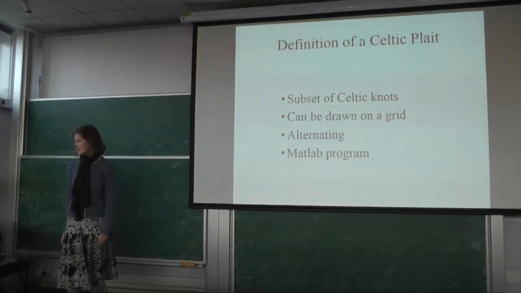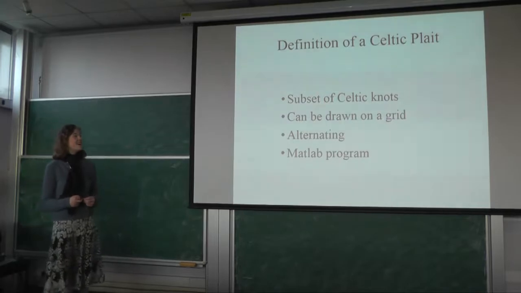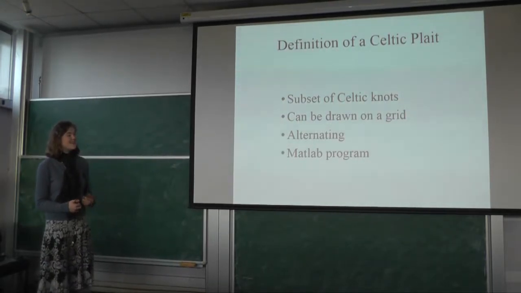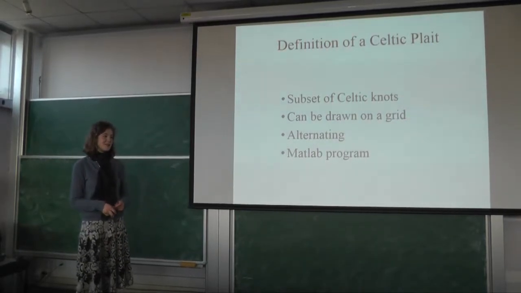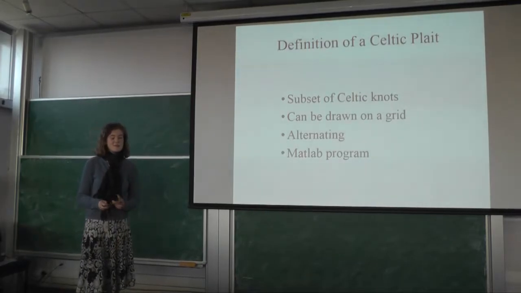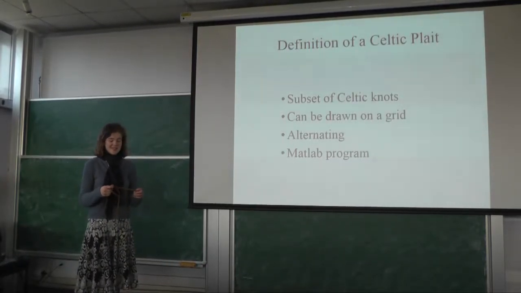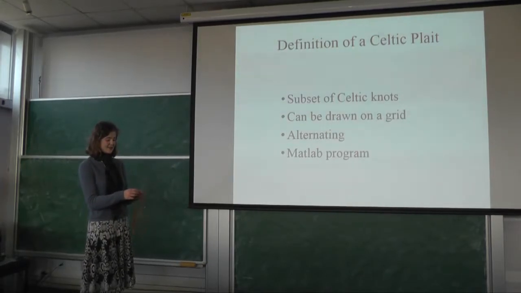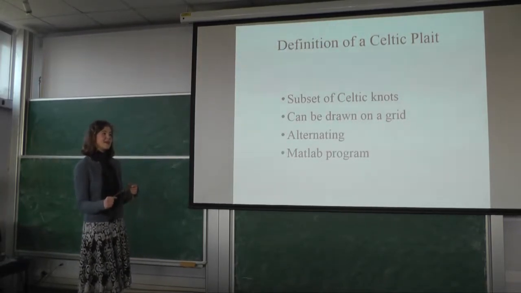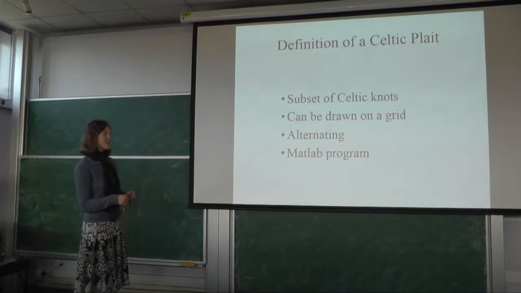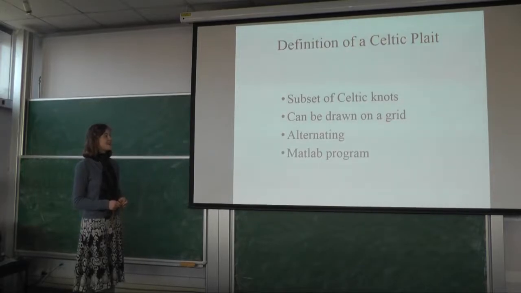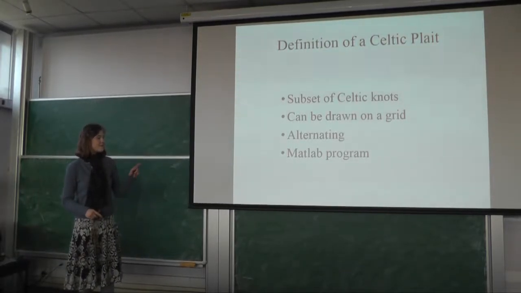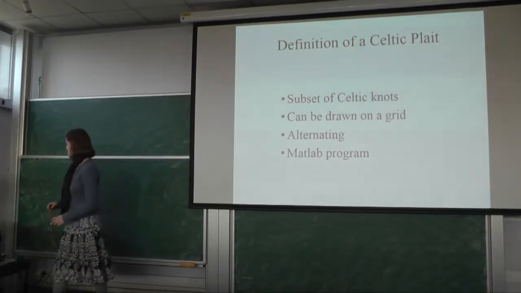Okay, so I'm just going to talk about Celtic plaits because they're easier, and they're a knot that you can draw on a grid, and you place a crossing at regular points on the grid, and they are alternating, which means that if you follow a strand of the knot, if it goes under at one crossing, then at the next crossing it must go over, and if it goes over at one crossing, then at the next crossing it must go under. So to give you some examples of the Celtic plaits, I'm going to show you a MATLAB program that I wrote for drawing them.